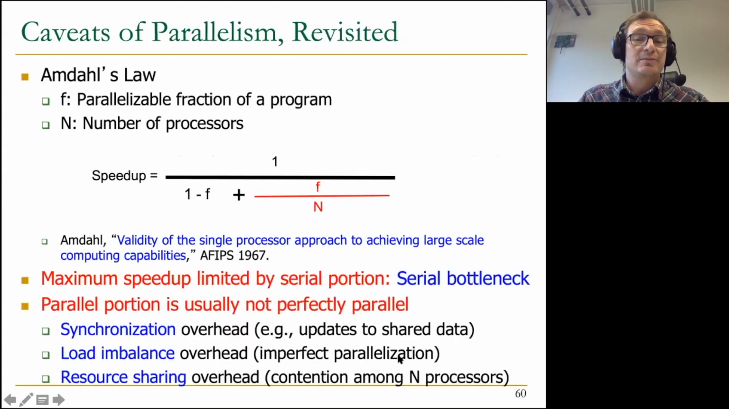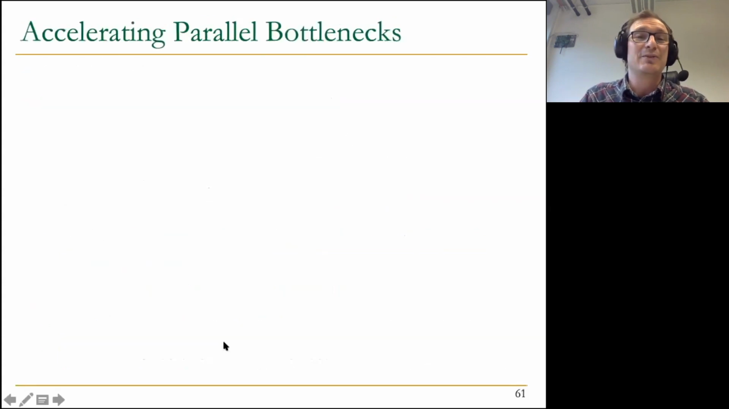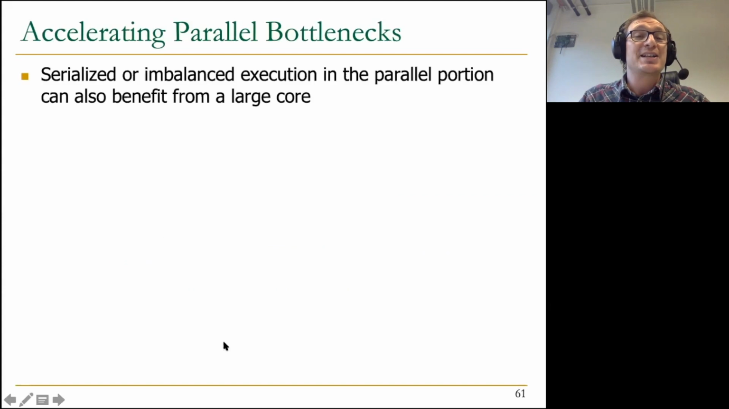Okay, so let's revisit the caveats of parallelism. So this is the older equation, if you will. So basically, we're going to talk about accelerating parallel bottlenecks also. Essentially, serialized or imbalanced execution in the parallel portion can also benefit from a large core.